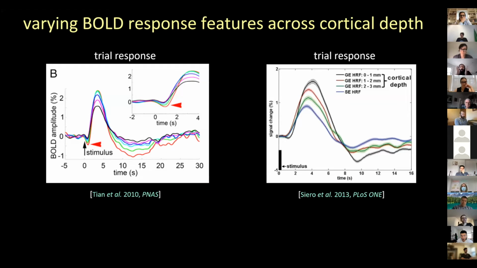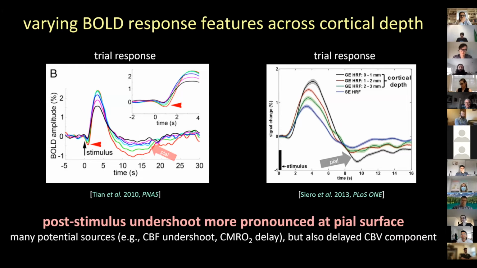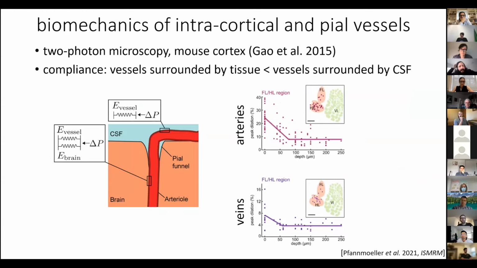So we wanted to test whether the VAN modeling framework could account for the varying BOLD response features across depths. It has been shown both in animal data on the left and human data shown on the right that the hemodynamic response shape varies with cortical depth. In particular, the post-stimulus undershoot is more pronounced toward the pial surface, but the reasons for this are still a bit unknown. And so to understand this phenomenon, we were inspired by a recent study that reported different biomechanics of intracortical and pial vessels. They reported that the compliance of the parenchymal blood vessels was lower because they were surrounded by tissue, which constrains their dilation, whereas vessels on the cortical surface were less constrained and therefore more compliant.